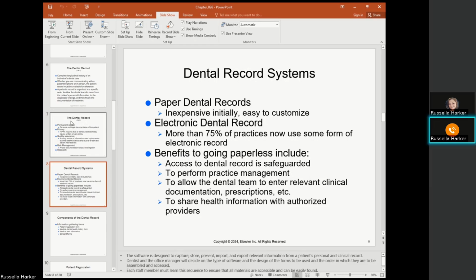Or they could have an electronic dental record. More than 75% of practices now use some form of an electronic record. Even if the whole chart isn't electronic, a portion of the chart is electronic.